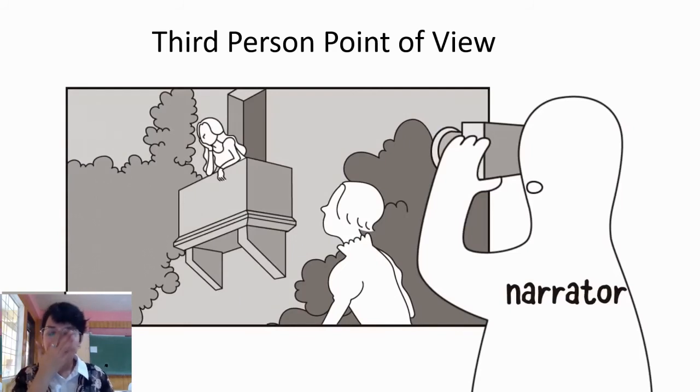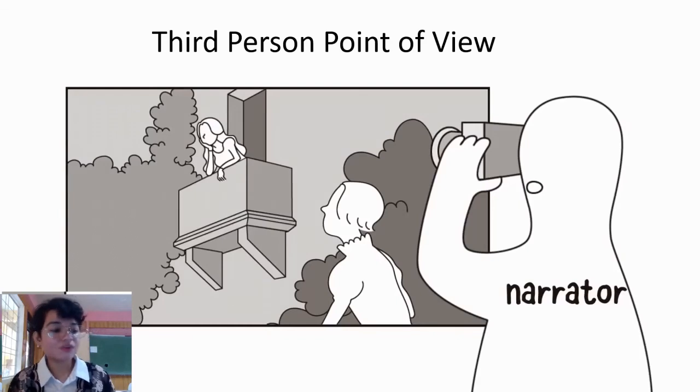Now, in this example, this can be third person objective. When we say objective, he does not know the thoughts of the characters. So it's just outward. The narrator is telling us what he can see outwardly, without telling us what Romeo is thinking, or what Juliet was thinking, or what the feelings of Juliet or Romeo are.